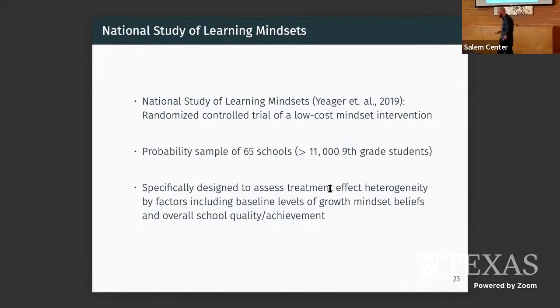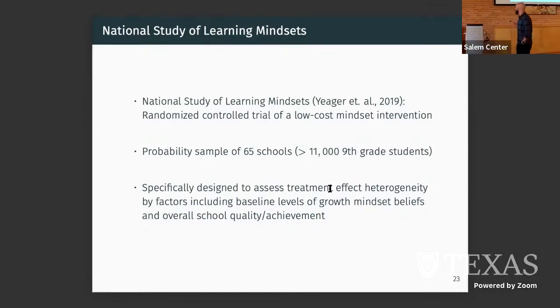Okay? So the National Study of Learning Mindsets took a mindset intervention that was known to work, known to produce effects on average based on prior work, did a randomized controlled trial in a probability sample of 65 high schools across the country. Okay, so a representative sample that touched, this particular sample we're going to look at today, touched over 11,000 ninth grade students. And this study was specifically designed to see if those effects varied by contexts.